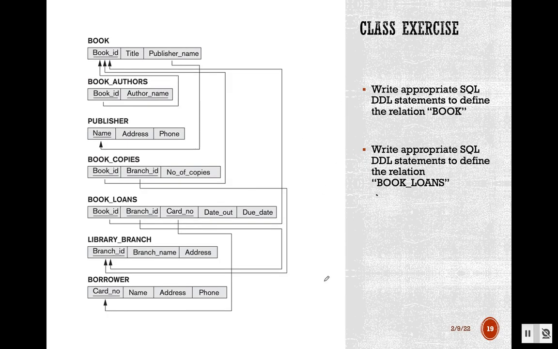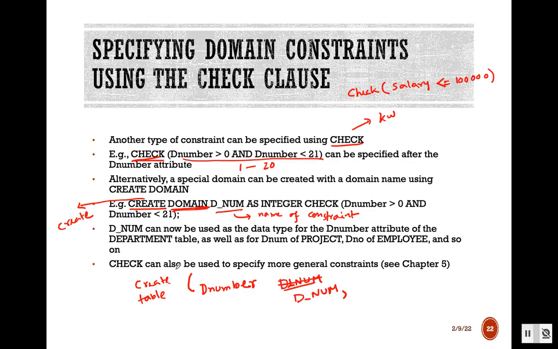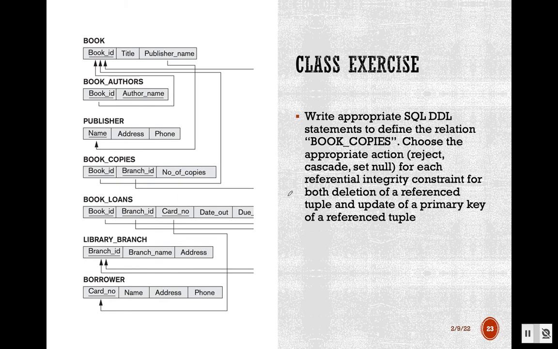Here we have the complete schema. Use the same schema here to write the appropriate SQL DDL statement for book copies. But here we are also going to choose the appropriate action, either reject, cascade or set null, and we have to specifically set the option for delete or update of the tuple in the primary key for the referenced tuple.